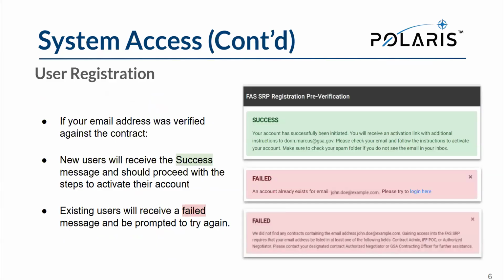Once you submit the registration form, it will return one of three responses: a successful registration message, a failed registration message due to an already existing account, or a failed registration message due to an invalid email address. If your email address was successfully verified against your contract, you can proceed with the next steps to activate your account. However, if you received a message notifying you of an existing account, you should leave the registration page and try logging into your SRP account.